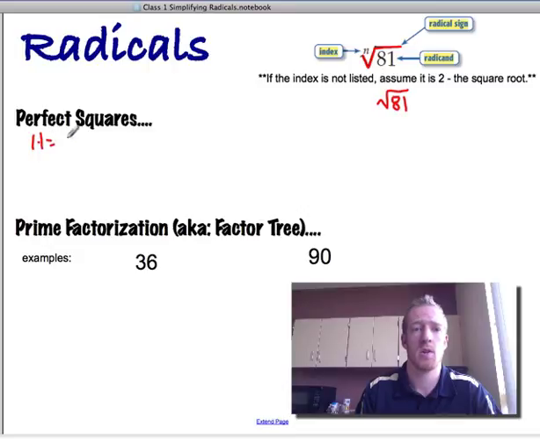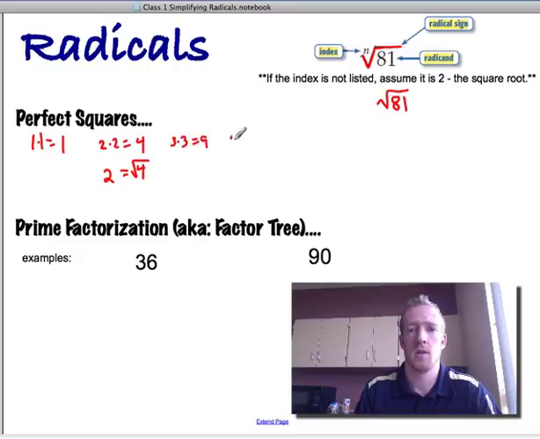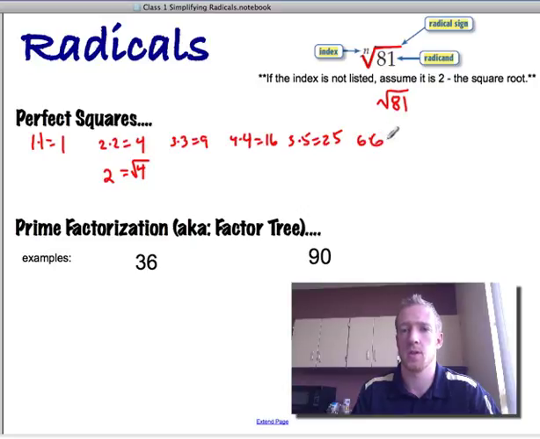1 times 1 is 1. Okay, so 2 times 2 is 4. So that means that the square root of 4 equals 2. All right, 3 times 3 is 9. 4 times 4 is 16. 5 times 5 is 25. And then, so I'll go through them. 6 times 6 is 36. 7 times 7 is 49.